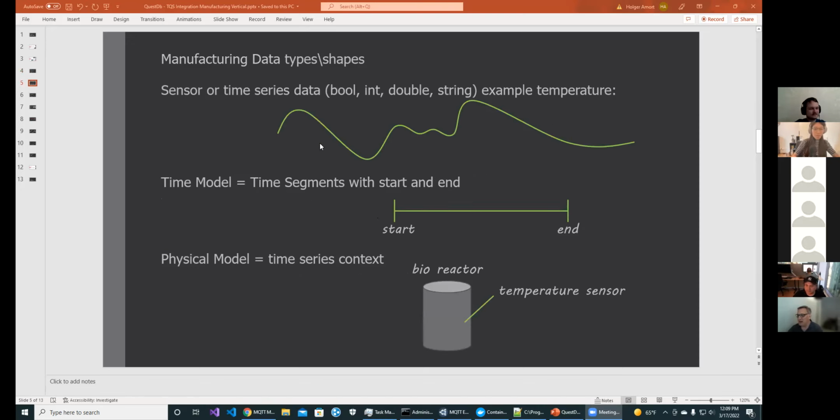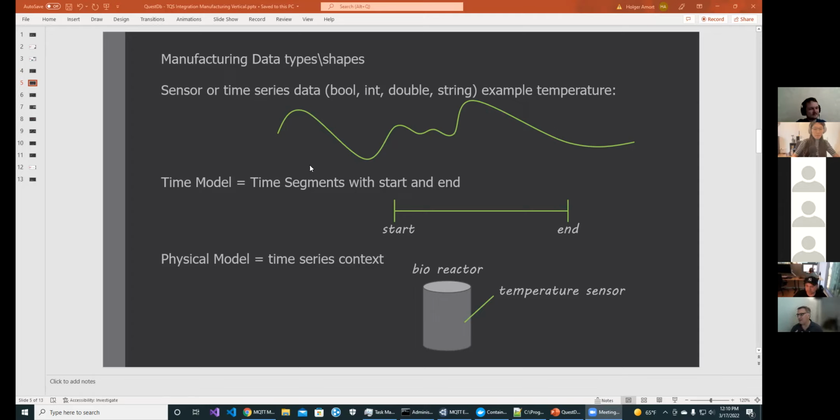So the interesting part about manufacturing data is that you have different types and shapes. Of course you have your sensor time series data, which is an infinite stream of timestamp values. So this is the time series component of that. But then in order to make sense of the data, you also need a time model and a physical model. The time model is basically the slices of your process in time with a start and end time. And the physical model is basically where that sensor is actually located. How does it fit in the plant?